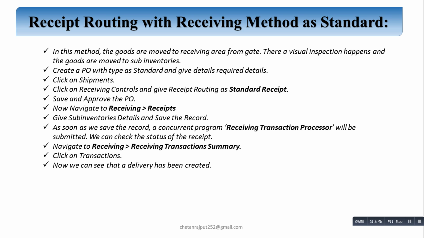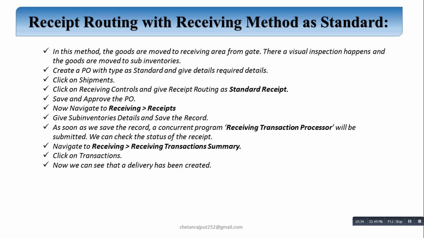Now navigate to the receiving and receipt screen. Give the sub inventories detail and save the record. As soon as we save the record, the concurrent program receiving transaction processor will be submitted. We can check the status of the receipt. Now navigate to receiving and receiving transaction summaries. Click on the transaction. Now we can see that the delivery has been created.